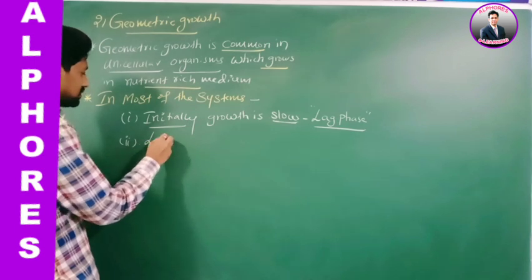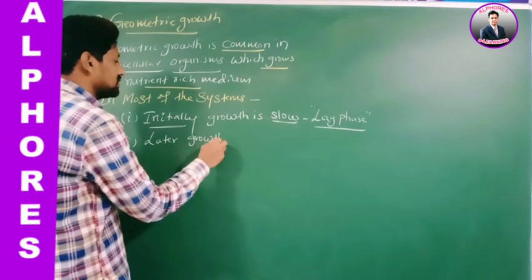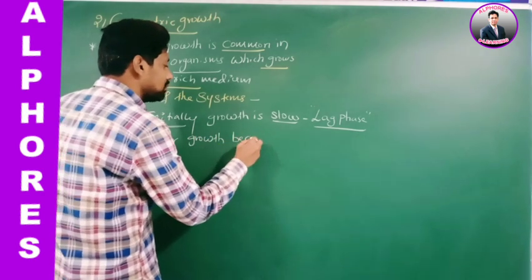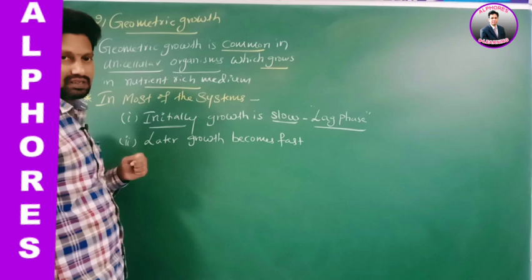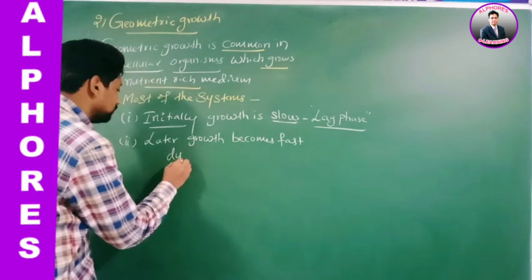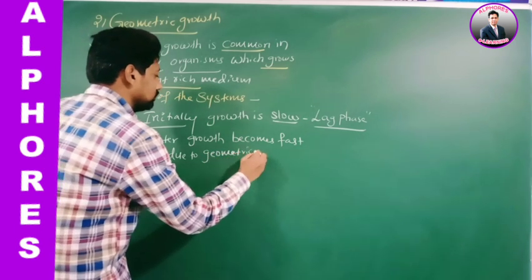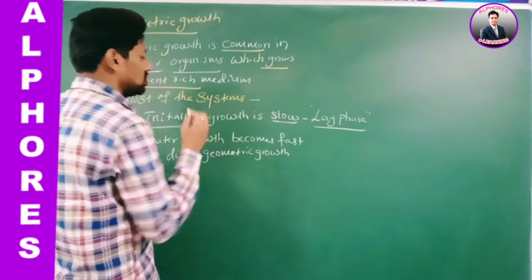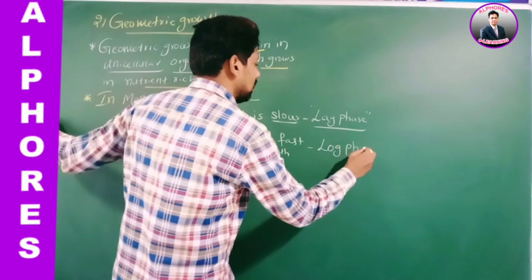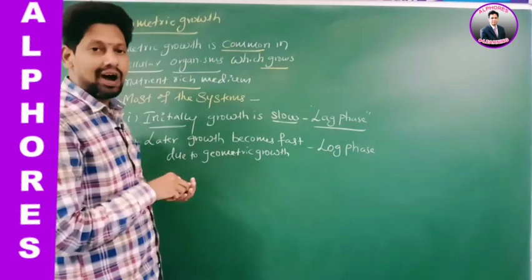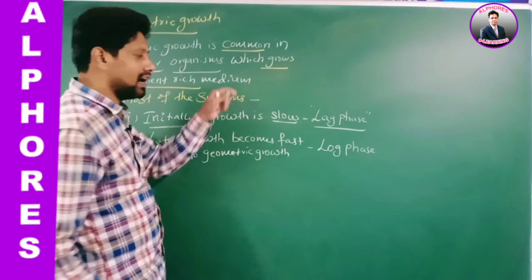Later, growth becomes fast. Later growth becomes what? Fast. Why? Due to geometric growth. Due to which growth? Geometric growth. This phase is called log phase, L-O-G. Log stands for what? Logarithmic. Therefore, log phase is also called logarithmic phase.